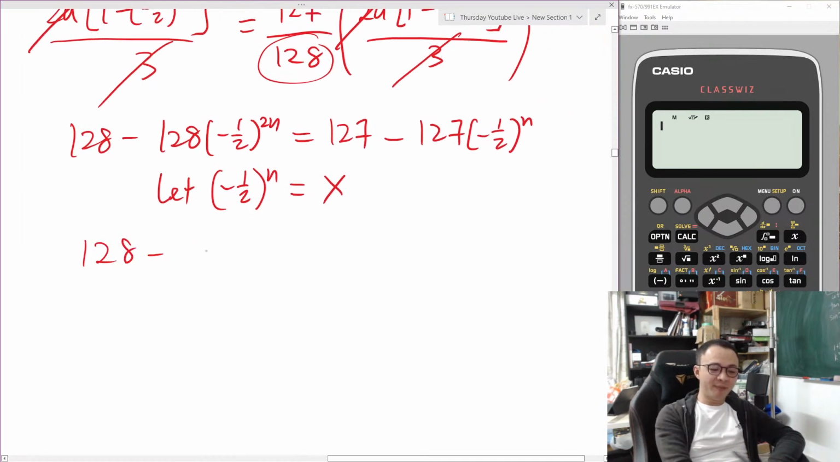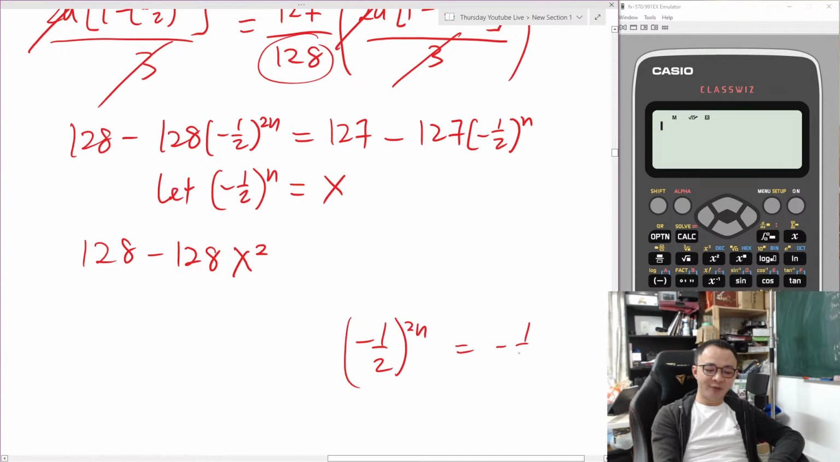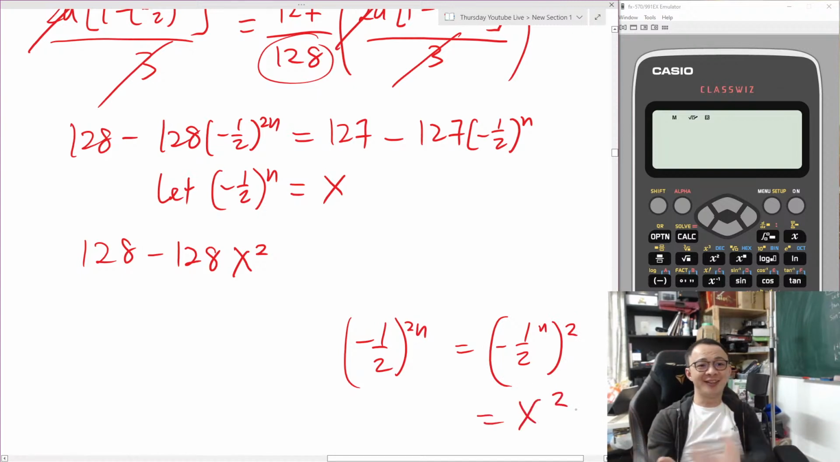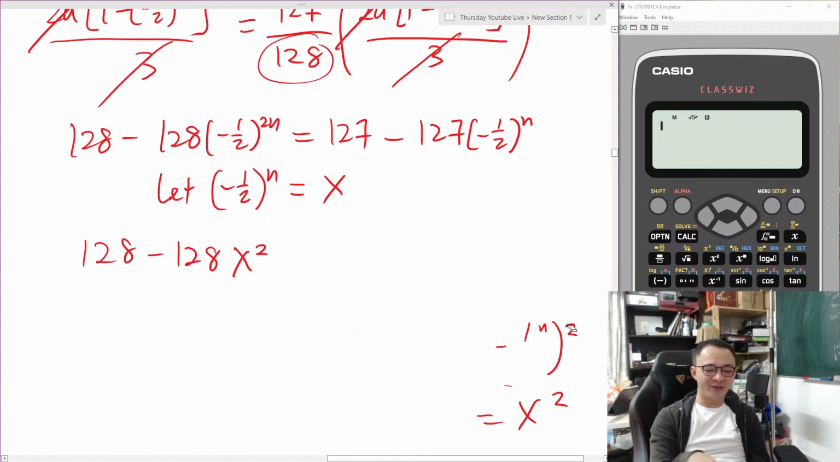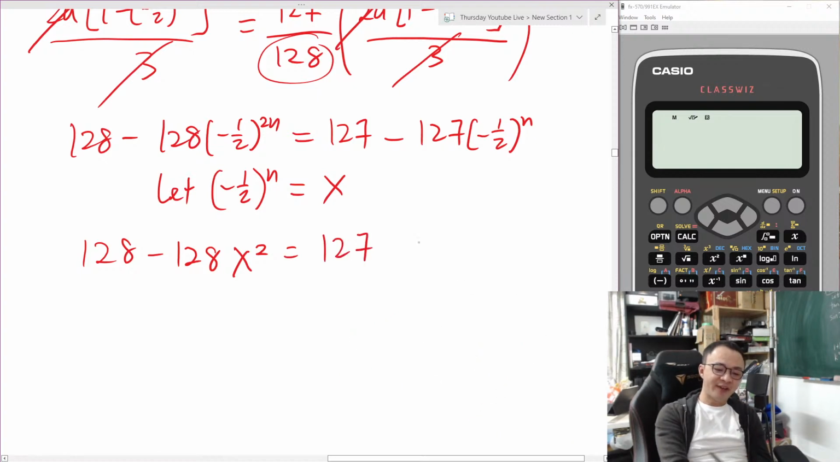This is 128 minus 128. This one will be x squared, because negative 1 over 2 power of 2n, I can say this is negative 1 over 2 inside, and the power 2 is outside. Then the whole thing is x, right? Then this is x squared. I hope you can see it. If you cannot see it, then it might be hard for you. Alright, so 127 minus 127x.